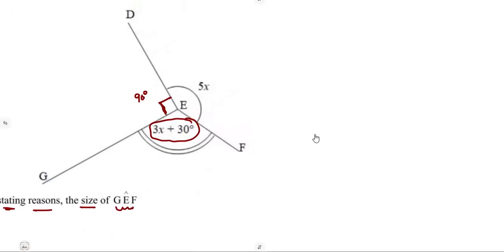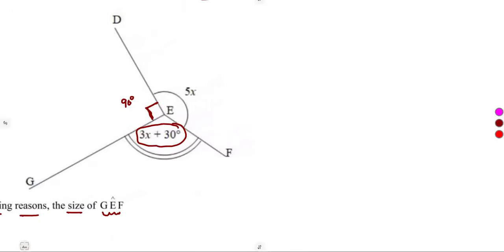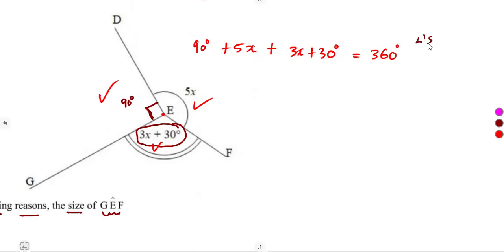All right. What can we do, guys? What is it that we can do here? Remember, angles at a point, they add up to 360 degrees. So if I add everything that I'm having here, the 90 degrees, I add it to the 5x. I also add it to 3x plus 30 degrees. I'm supposed to obtain 360 degrees. Angles at a point. A complete revolution. Angles that are around a point.